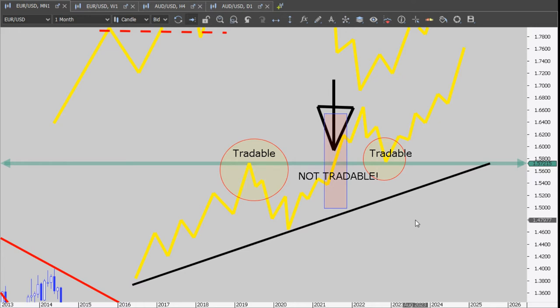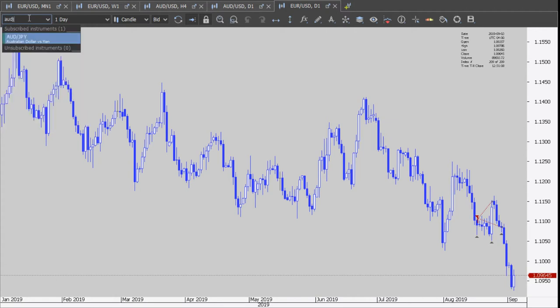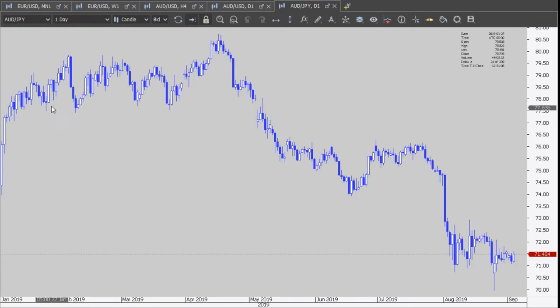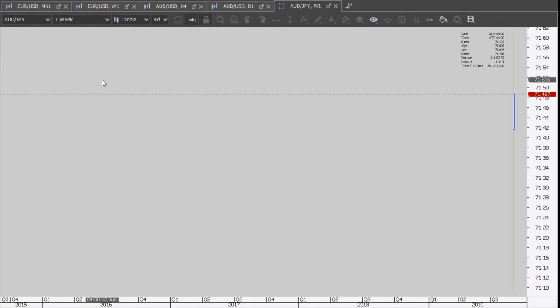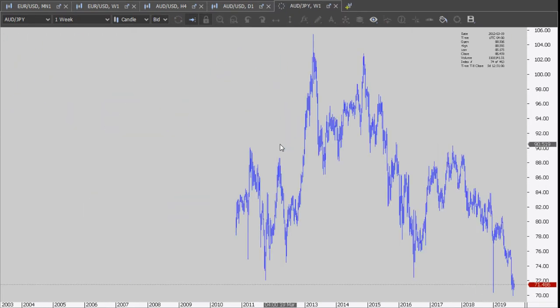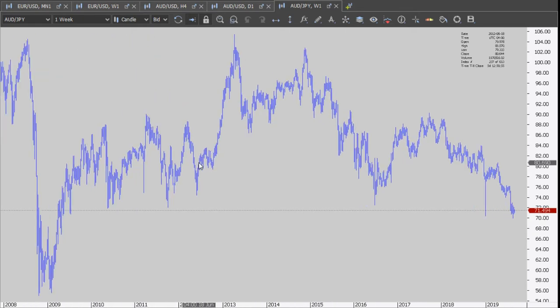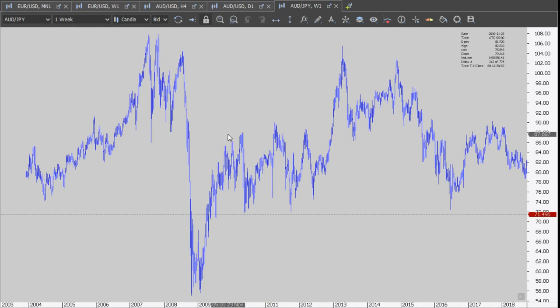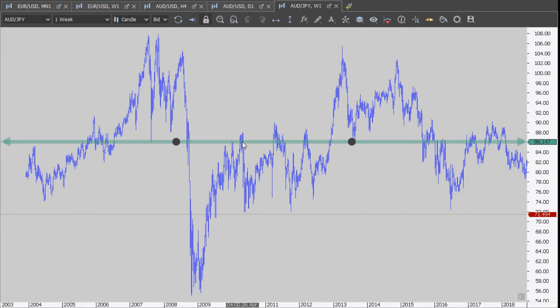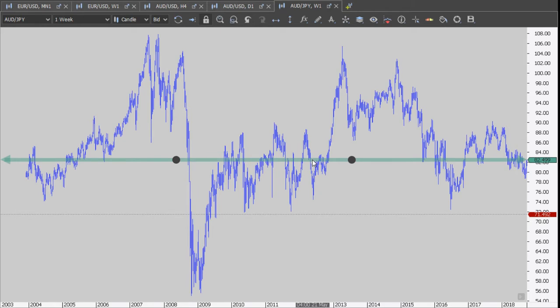Okay, so let's go on AUDJPY. AUDJPY weekly chart first. Let's compress the chart and let's try to find the pivot point. Weekly chart. Let me see. This one is quite good, right? Reaction here, right? Responded reaction.